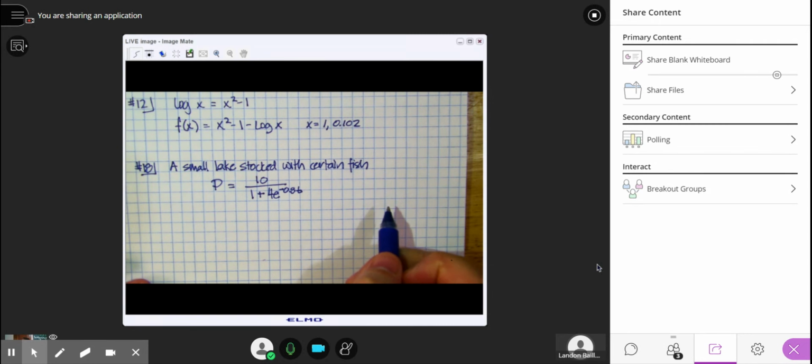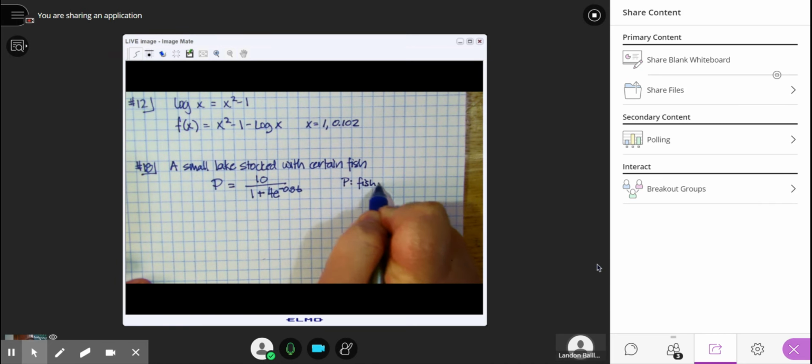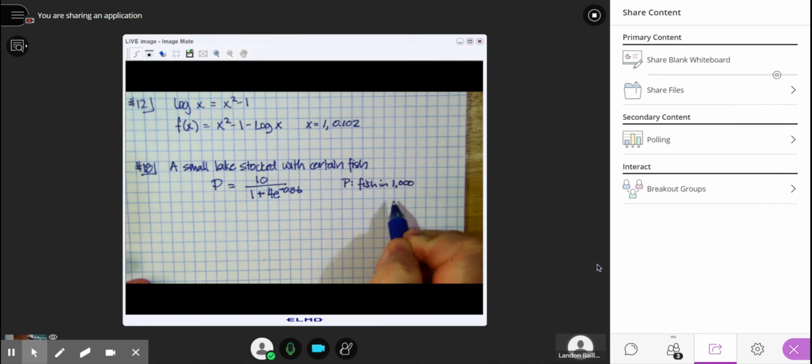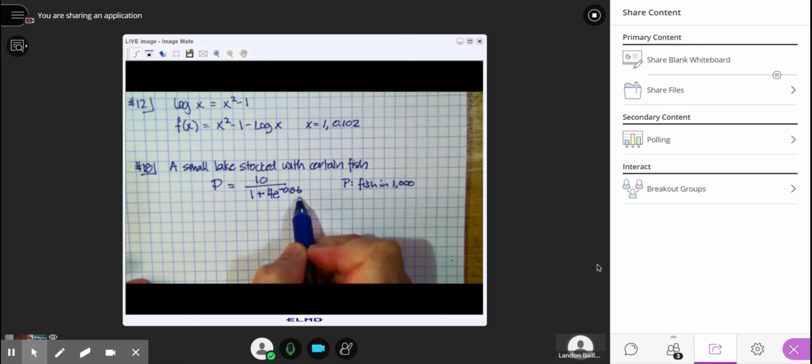Where P is the number of fish in thousands. Because it's just plugging it into a calculator. Yeah, with a 5 there where the T is.